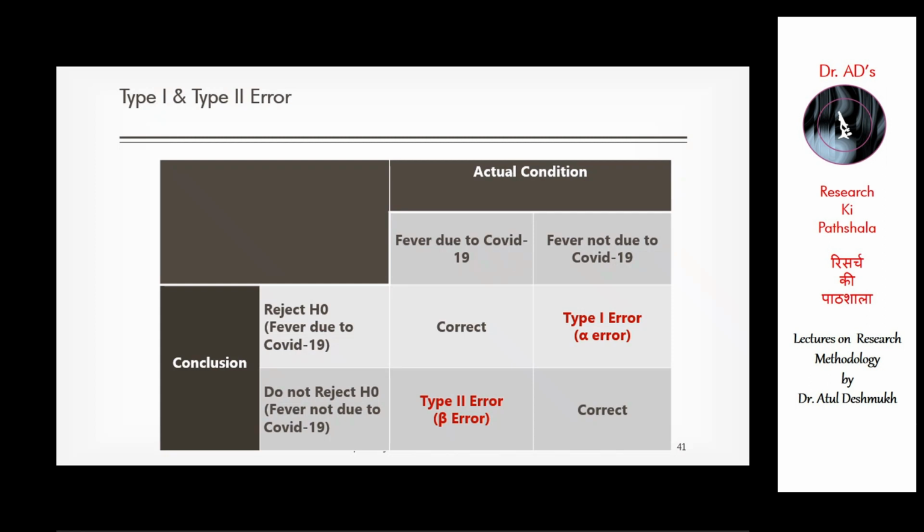Now, the first conclusion of my family physician is that the fever is due to COVID-19 infection, which means he is rejecting the null hypothesis that there is no COVID-19 infection. When my family physician is concluding that this fever is due to COVID-19 infection, what will he do? He will give me certain medication. He will ask me to isolate myself. He will ask me not to meet my family members. That means I will be isolated. I will not go to office. I will not go to market.